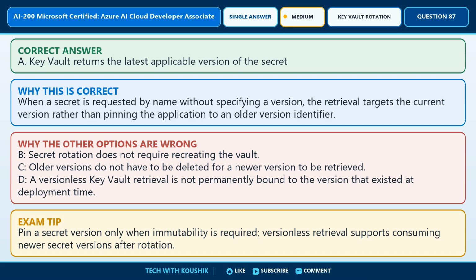The remaining options fail one or more requirements because B. Secret rotation does not require recreating the vault. C. Older versions do not have to be deleted for a newer version to be retrieved. D. A versionless key vault retrieval is not permanently bound to the version that existed at deployment time. Exam strategy. Pin a secret version only when immutability is required. Versionless retrieval supports consuming newer secret versions after rotation.